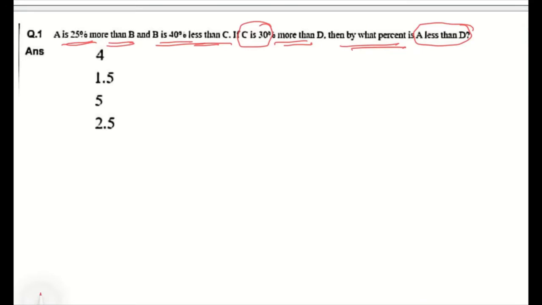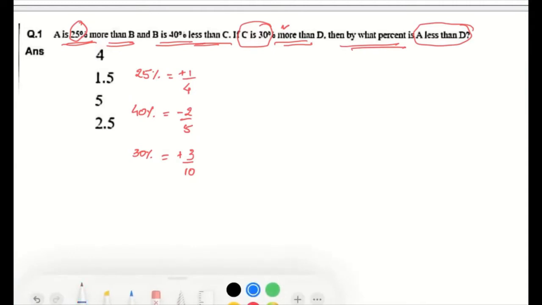Okay. So first percent is what? 25% is 1 by 4. It is more, so plus. 40% less, that means minus. 40% means minus 2 by 5. Next, 30% means 3 by 10 and it is more. So plus 3 by 10. So now what was given?